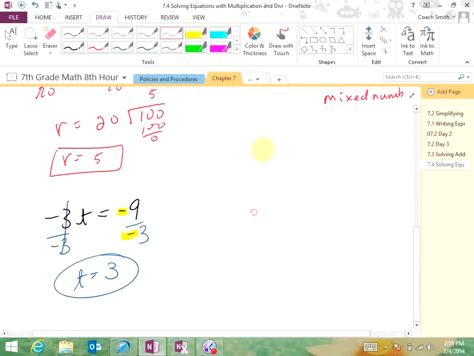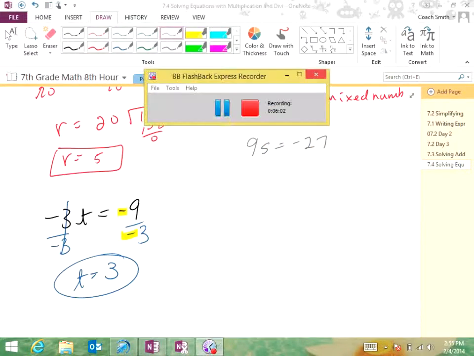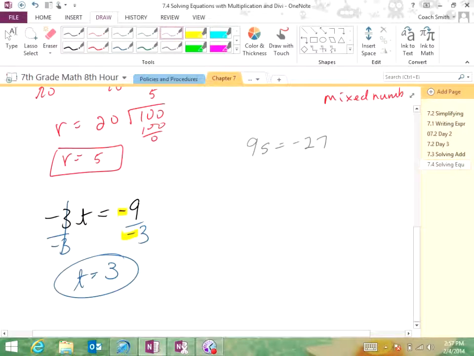I want you to try this one on your own. 9s is equal to negative 27. Okay, Haley, what did you get? I got negative 3. Yes. Can I get a 2? Yes. Now, to solve this, we have to divide by 9 to both sides. Cancels there, leaving with s is equal to negative 3, because we're dividing 9 into 27, and there's only one negative sign. That's why the answer is negative.